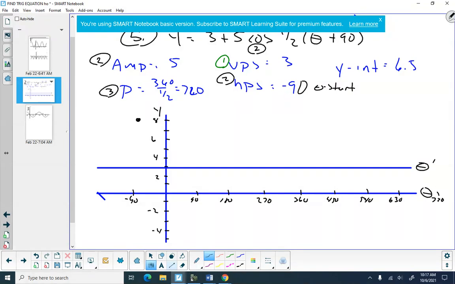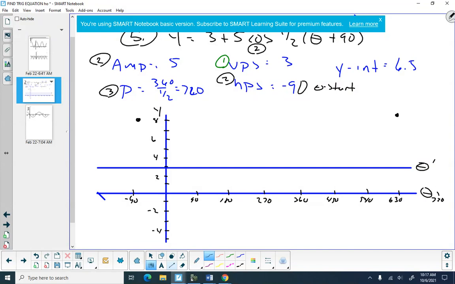Third thing, we take a look at the period. It tells us where we will be at the exact same spot again. So if we start at -90, the period is 720. What is the degree measure for being at the exact same spot again? Nolan? 630. So at 630, we'll be at the exact same spot. So at a value of 8, at 630 and 8, we'll be there.